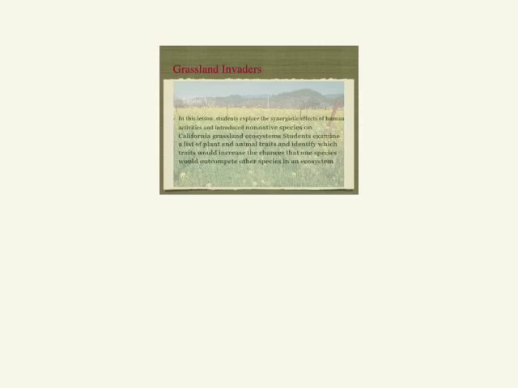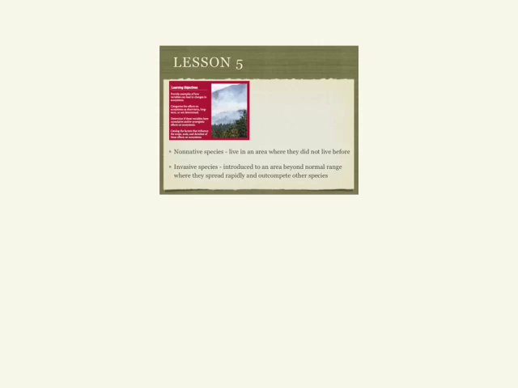Continuing on from the lessons we've done the other day, you're going to be looking at California grassland ecosystems, and you'll be looking at a list of plants and animal traits and trying to identify native and non-native species. So just to recap, non-native species live in an area where they did not live before, and an invasive species is a species introduced to an area beyond normal range where they spread rapidly and they outcompete others.